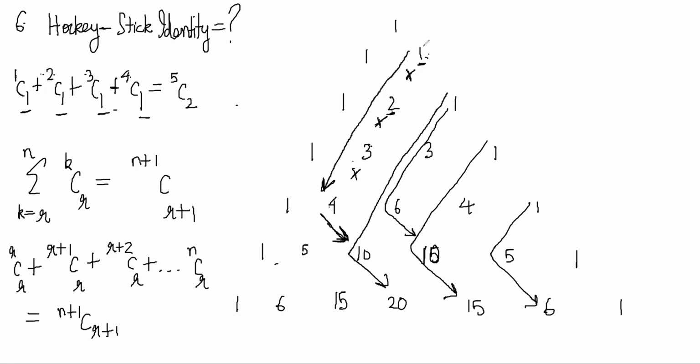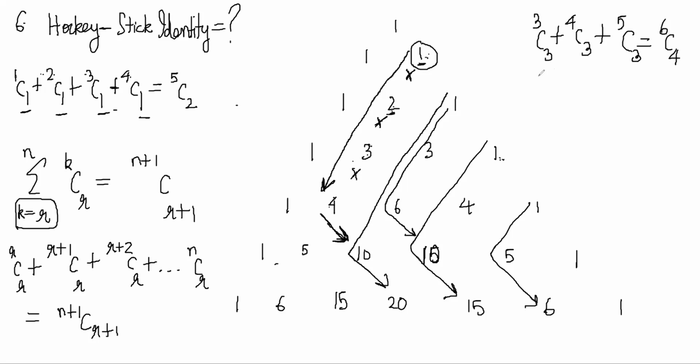Now it makes sense, no? You can start from any value of K. 1C1, then we went to 2C1, 3C1, 4C1, then it becomes 5C2. You can start from this value also. This is 3, so this is 3C3 plus 4C3 plus 5C3, which will become 6C4. Wherever you end, the answer of that series will be equal to n plus 1 C r plus 1.